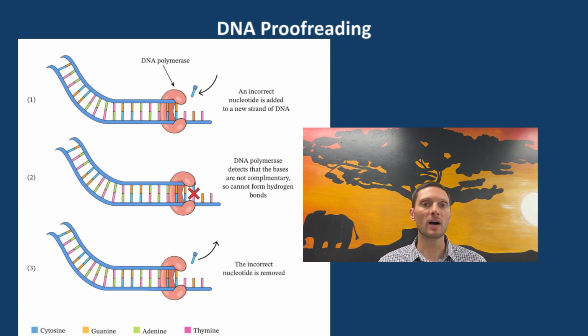In that proofreading process of DNA polymerase 3, if it identifies that there's an incorrect nucleotide, it moves back along the template strand by just one nucleotide, removes the incorrect one, and inserts a nucleotide with the correct base in order to facilitate the complementary matching that's required between adenine and thymine, guanine and cytosine.